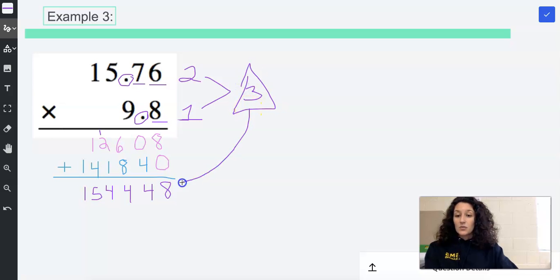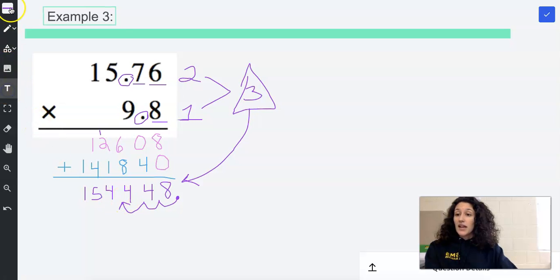I take this 3, and I'm going to start the decimal where it always begins, on the far right, and then I'm going to move the decimal 3 places to the left. 1, 2, 3, and I place an arrow for where the decimal ends up. The decimal ends up between the 4 and the 4.